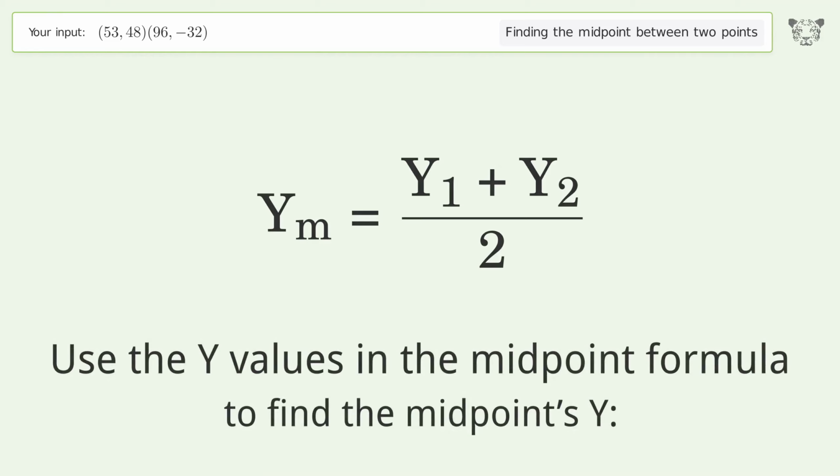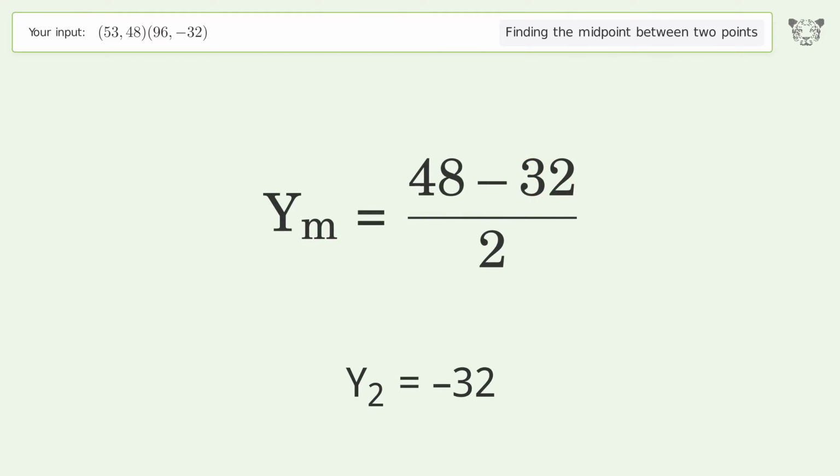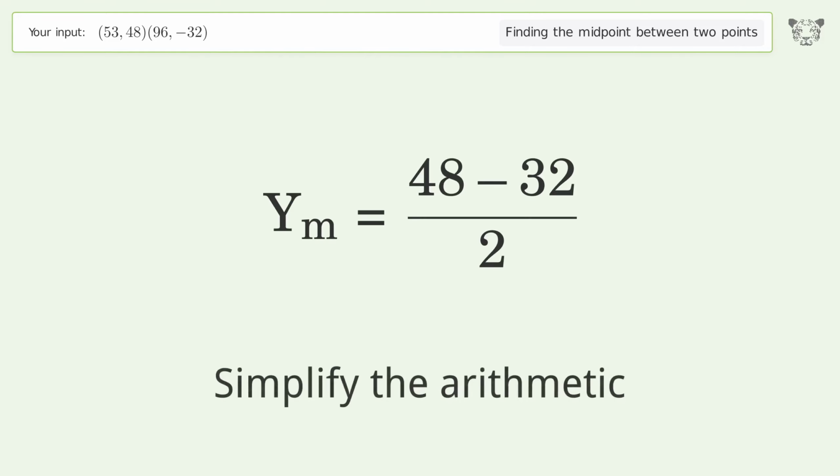Use the y values in the midpoint formula to find the midpoint's y. y1 equals 48. y2 equals -32. Simplify the arithmetic.